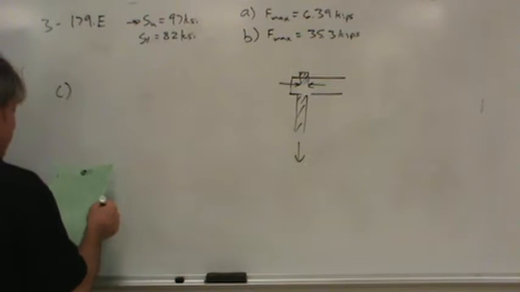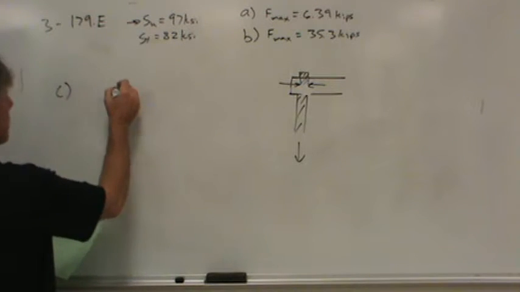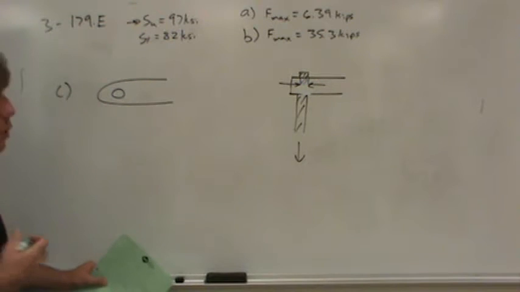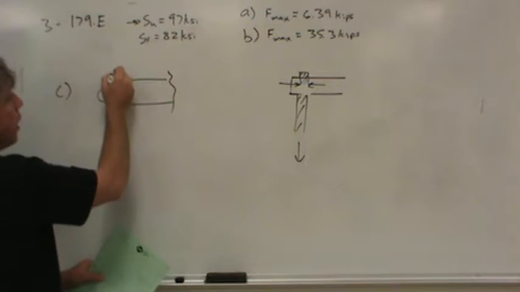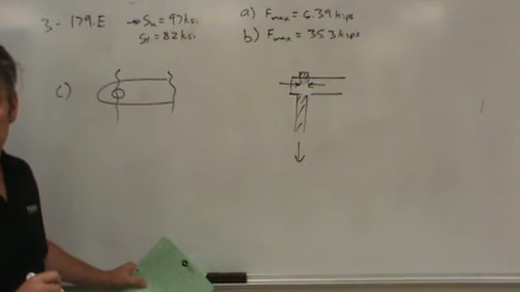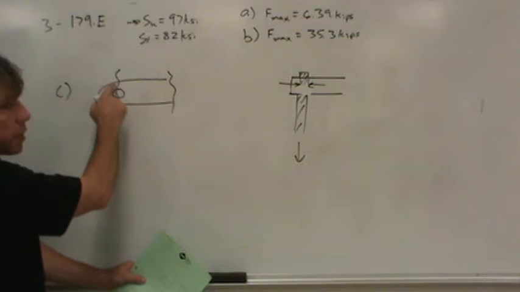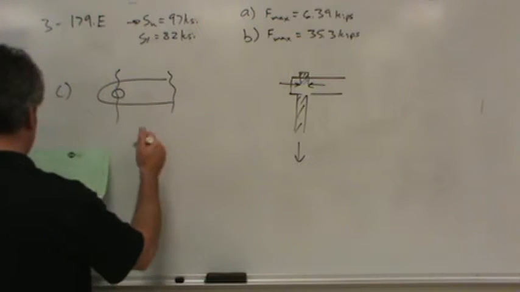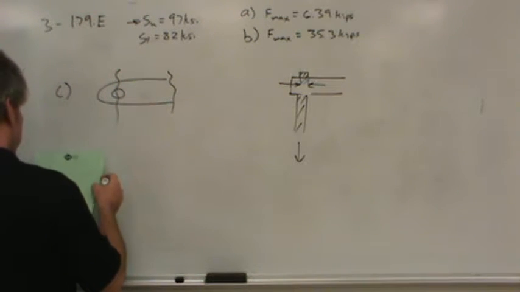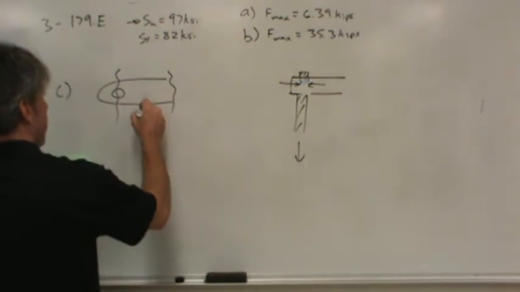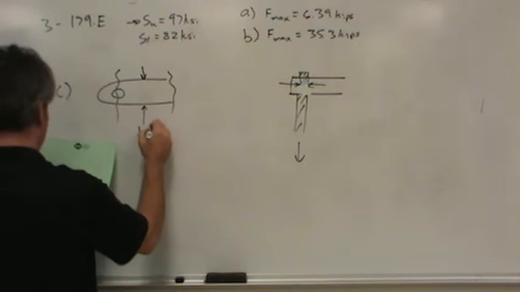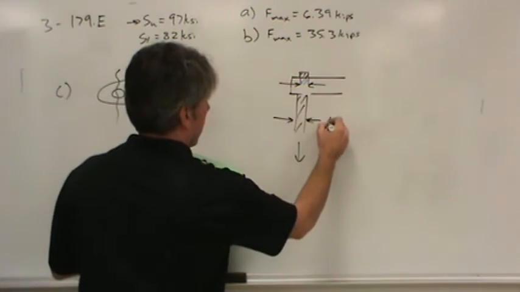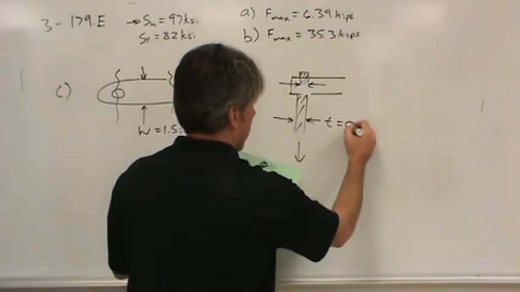Now, we have to consider what's going on here, because basically from the side, this is a member with a hole in it. So we're really not interested in fracture here, we're interested in fracture here, right? Because there's going to be stress concentration due to that hole. So now we have another stress concentration type of problem where, let me put some dimensions on here. The width is 1.5 inches. The thickness of the plate is 0.38 inches.